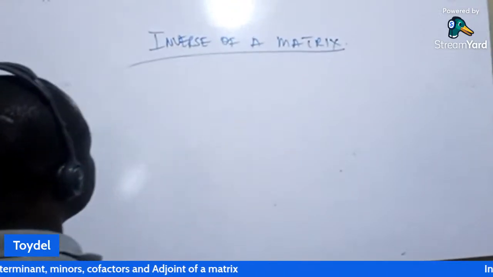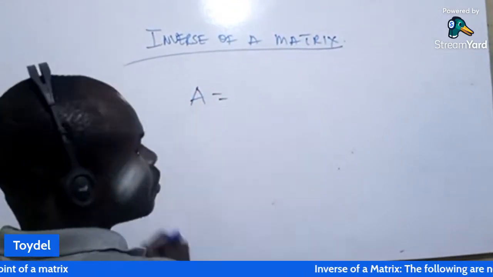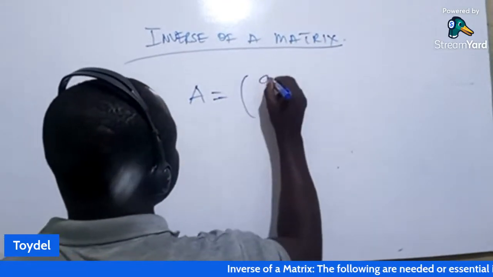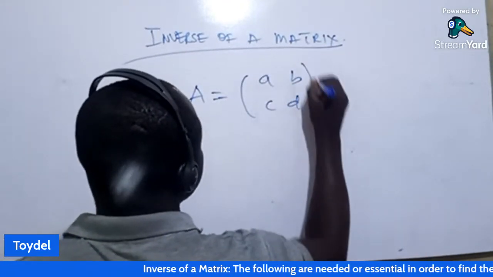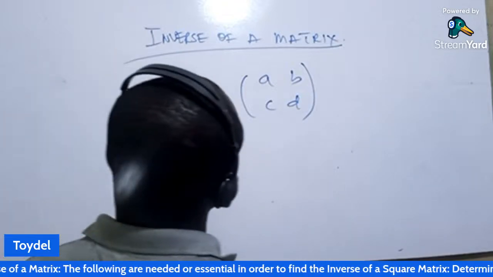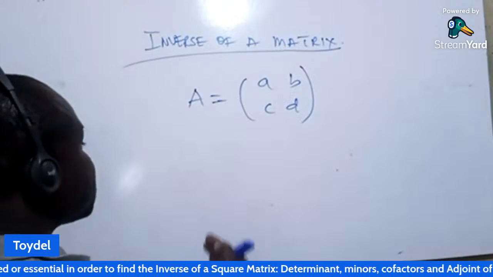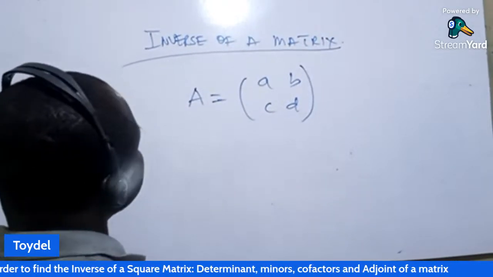Today we want to talk about the inverse of a matrix. If we are given a matrix, say A, which is given as A, B, C, D, this is a 2 by 2 matrix. So how do we find the inverse of this matrix? That is, how do we find the inverse of a square matrix generally?